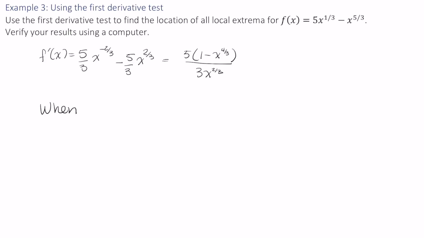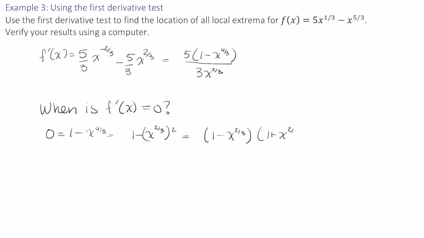Next, we want to know when is the first derivative equal to 0. Well, this occurs when just this part of the numerator is equal to 0. So let's figure that out. Now that this part of the numerator is fully factored, it's easy to see that the first derivative is equal to 0 when x equals positive 1 and when x equals negative 1.